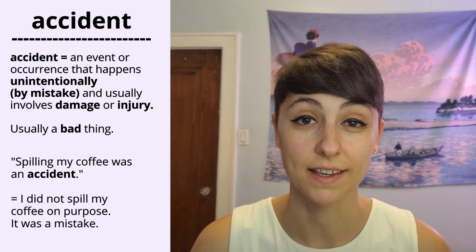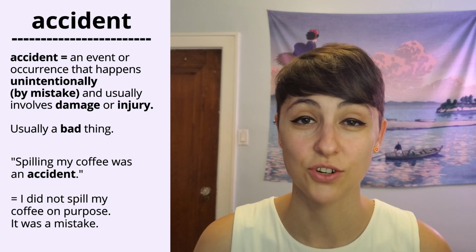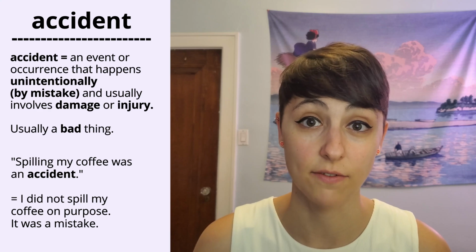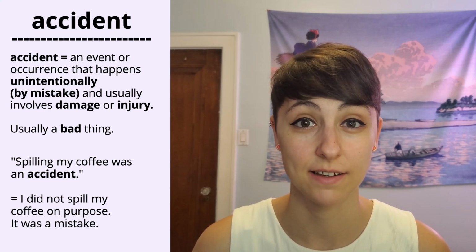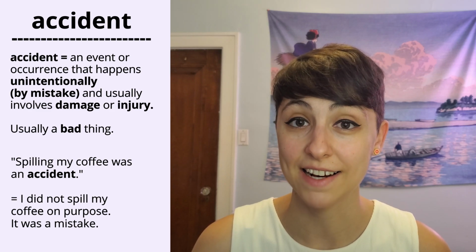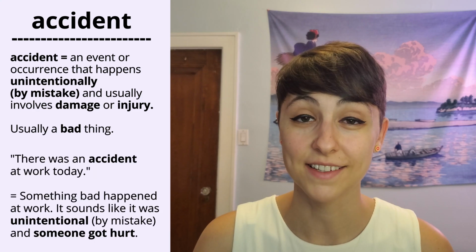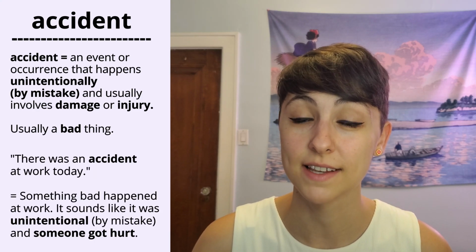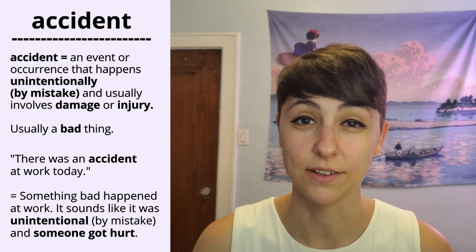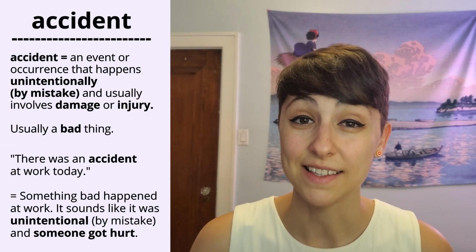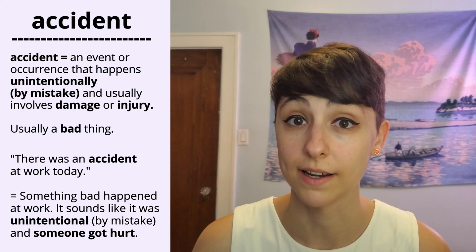Another example is, spilling my coffee was an accident. This sentence shows that spilling my coffee was not on purpose. I did it by mistake. So this was an accident because it was an unintentional mistake. Another example is, there was an accident at work today. Although I don't know the details from this sentence, it sounds like someone might have gotten hurt or injured at work.